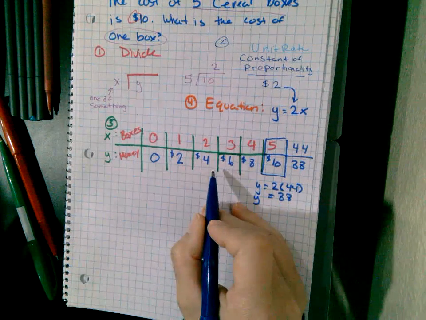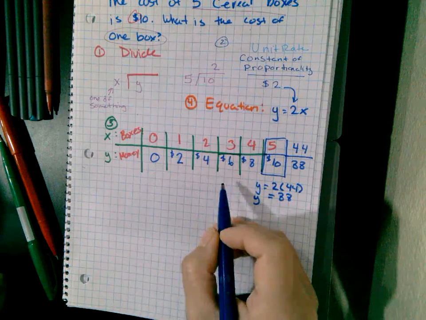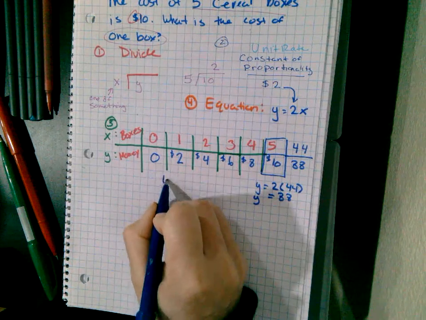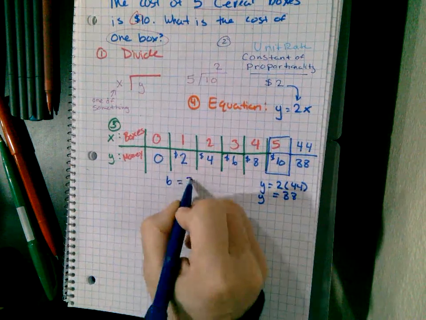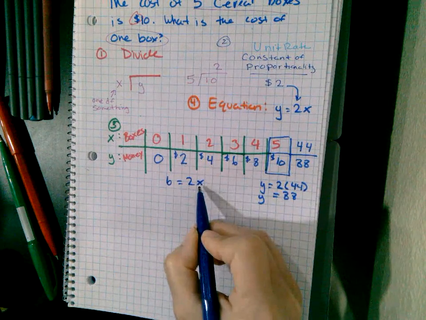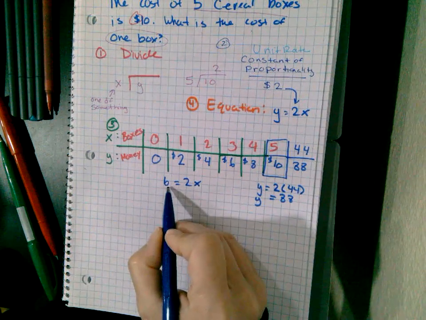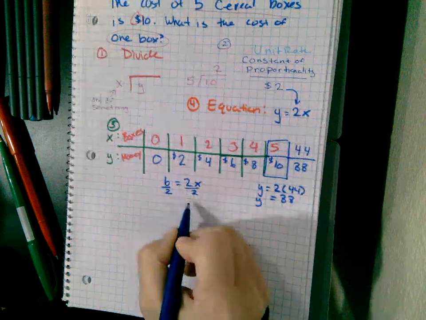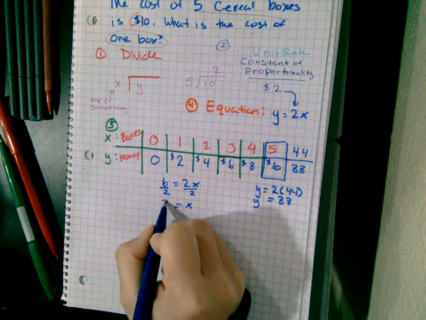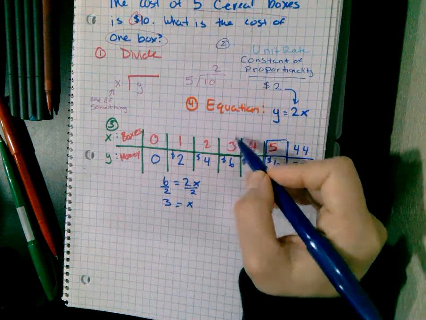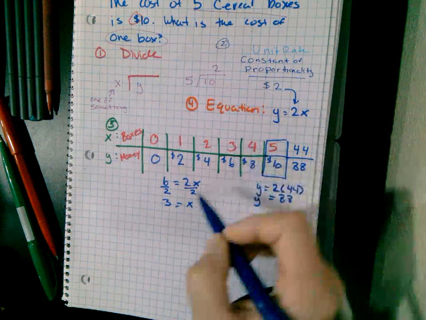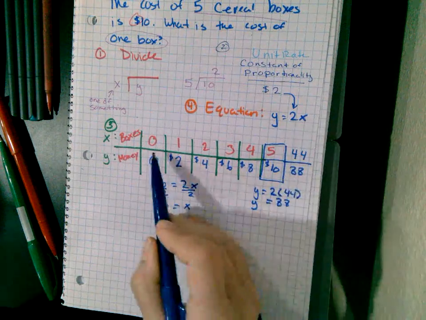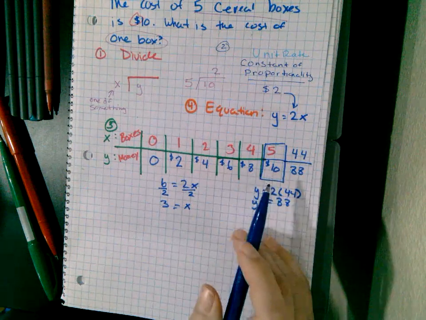Sometimes they give you y. So they're like, okay, if I have $6, well, that's money, so that's y. How many boxes can I buy with $6? Oh, this is a one-step equation. I'm going to divide by 2, so x is equal to 3, which we already have on our table, right? So an equation also helps you fill out a table, especially when they're weird numbers.